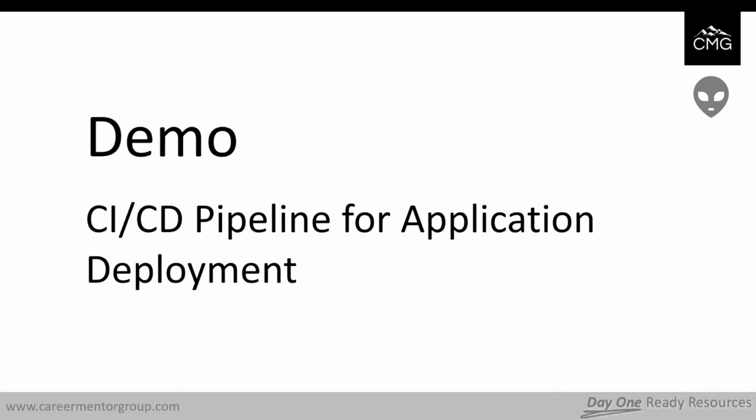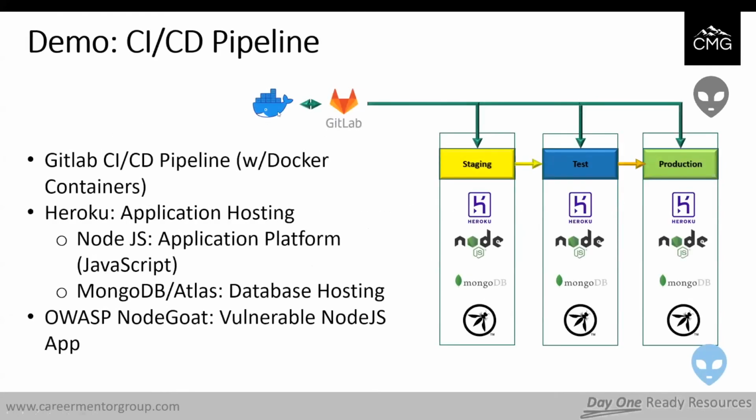This is a typical web-based application deployment using a CI/CD pipeline. We are going to use GitLab coupled with Docker to build three environments: a staging, a testing, and a production environment. Again, we're using Heroku with a Node.js application with a backend database hosted on MongoDB Atlas clusters. Eventually we'll be deploying the OWASP Node-Goat application. So we have a GitLab CI/CD pipeline with Docker, Heroku, Node.js, MongoDB Atlas, which is an online database platform, and the OWASP Node-Goat application. With that, I'll turn it over to Zach.